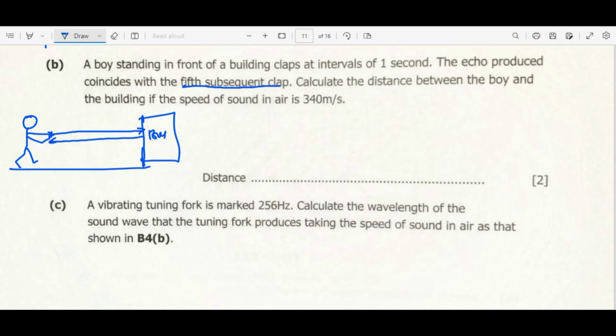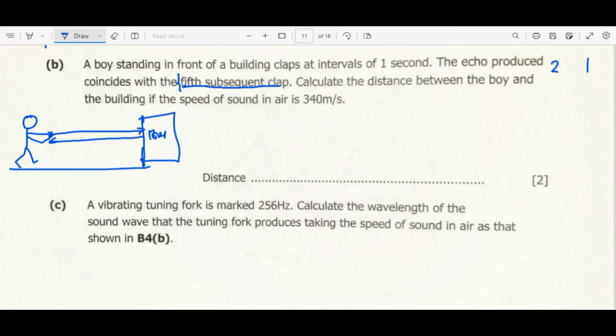to the person. Now, we are told the echo was heard on the 5th clap, and for each clap, an interval of 1 second was done. So let's look at what is meant by an interval. So the interval simply means how much of something is in between. For example, if my final time is 2 and my initial is 1, the interval is the difference between the two, which is 2 minus 1 is 1. So for every second, there was a clap.